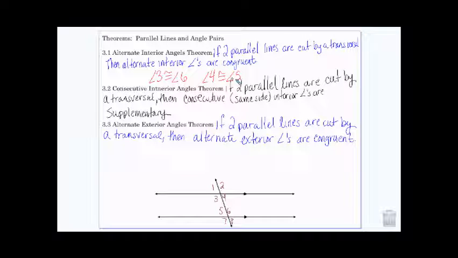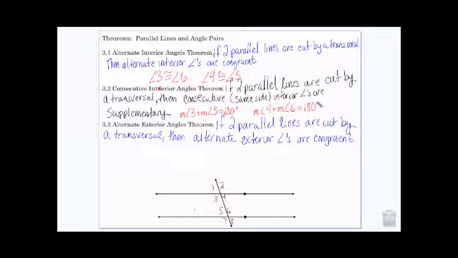Okay. Then we have the consecutive interior angles theorem, interior doesn't have another N in it. Okay, so it tells me if 2 parallel lines are cut by a transversal, then consecutive interior angles, that's the same side, are supplementary. So 3 and 5 are consecutive interior, 4 and 6 are consecutive, so angle 3 and angle 5 will add up to 180, and then angle 4 and angle 6 will add up to 180.